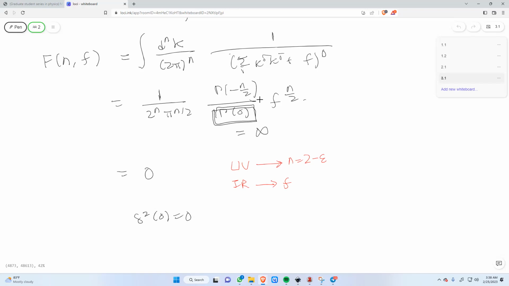So if n is 2 minus epsilon, where epsilon is small, gamma of minus n over 2 is something along the lines of 1 over epsilon, but it's not infinity. Meanwhile, gamma of 0 is obviously infinity. So this has to be 0. Sure. All right, so we've learned an important lesson.